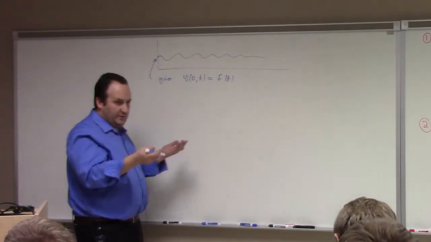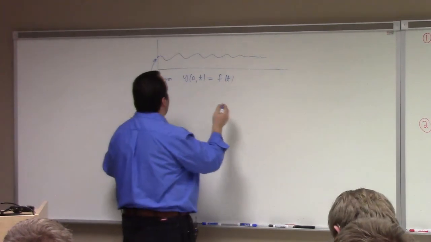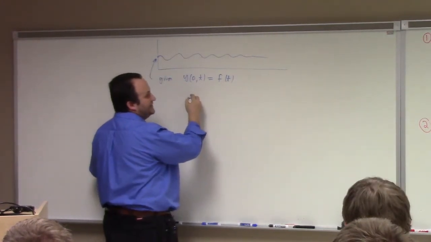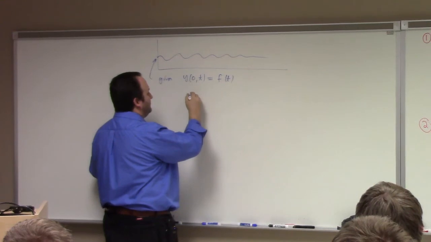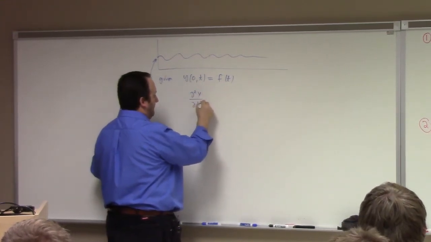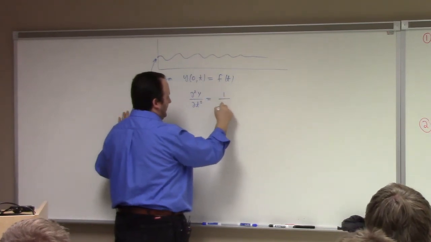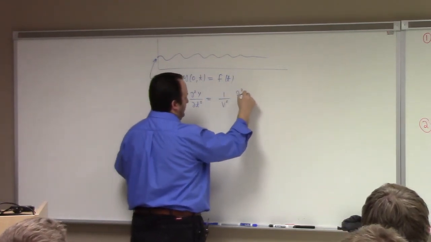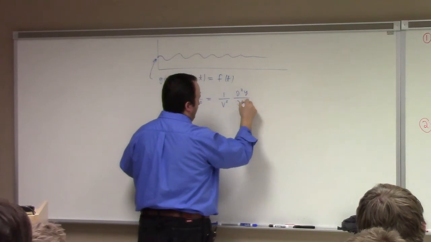And then what's the wave equation? I just erased it. I forgot it already. Oh no. Partial squared y partial x squared, right, equals 1 over v squared partial squared y partial t squared, right?